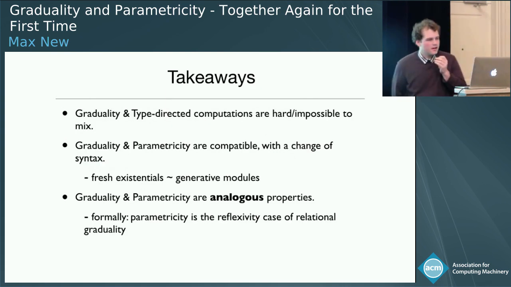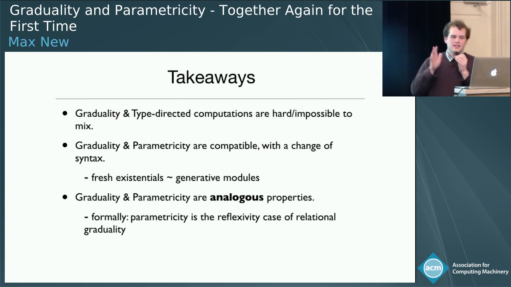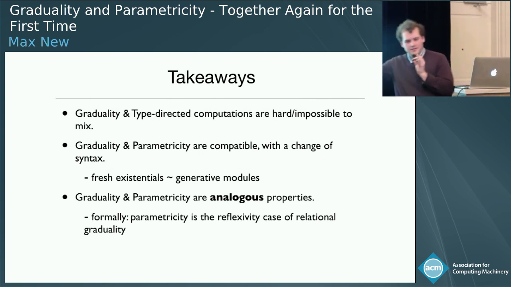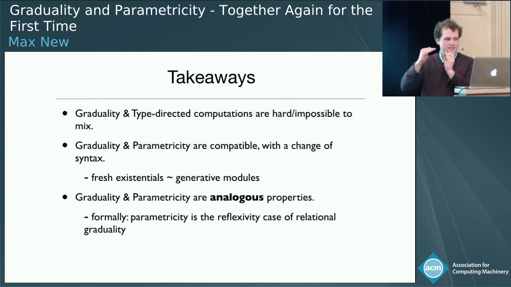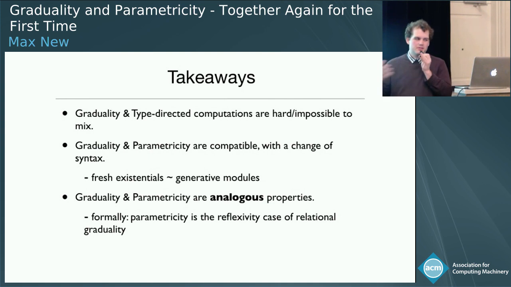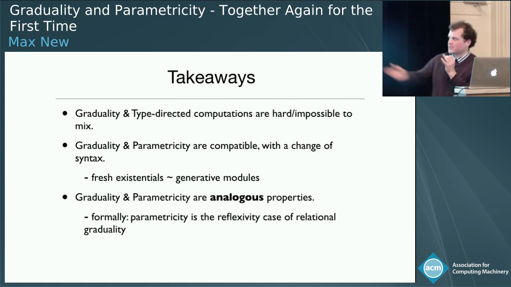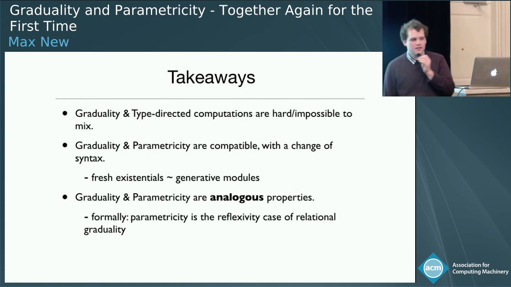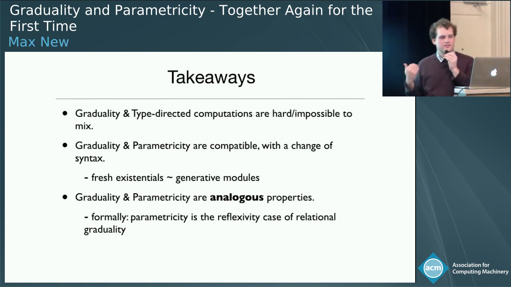Okay. So final takeaways. First, graduality and type-directed computation are a tough mix. But graduality and parametricity are compatible if you're willing to change the syntax. And graduality and parametricity are really analogous properties, which comes out formally in the fact that we can prove parametricity as the reflexivity case of our graduality proof.